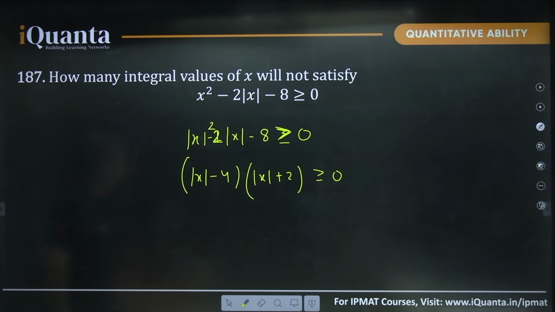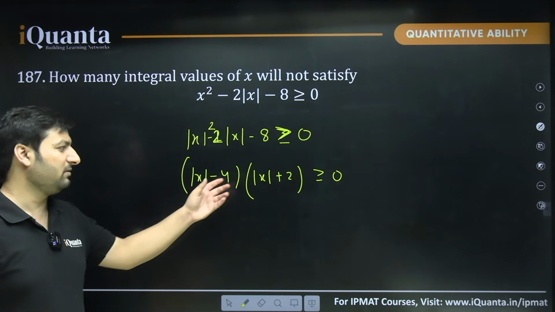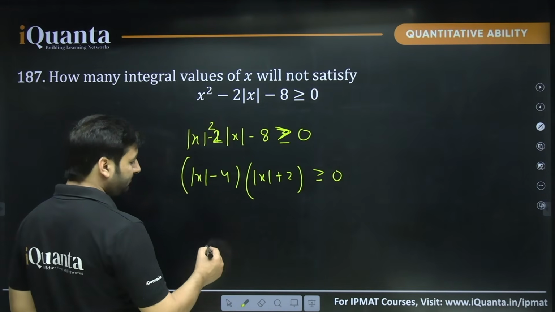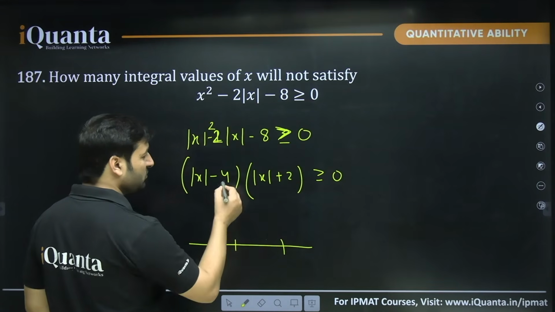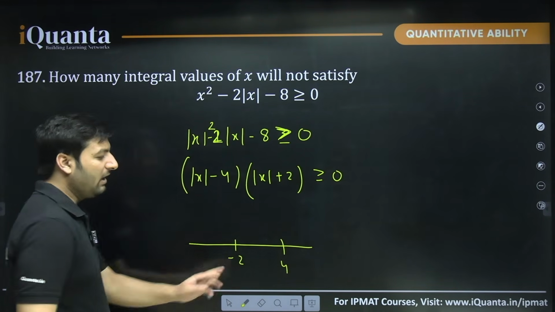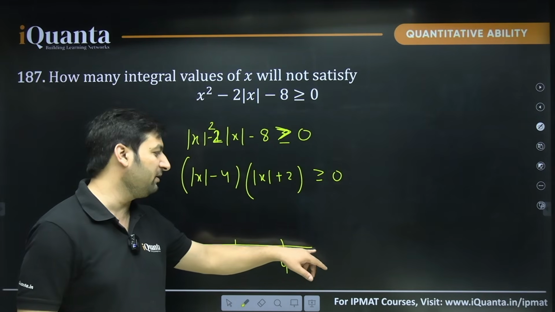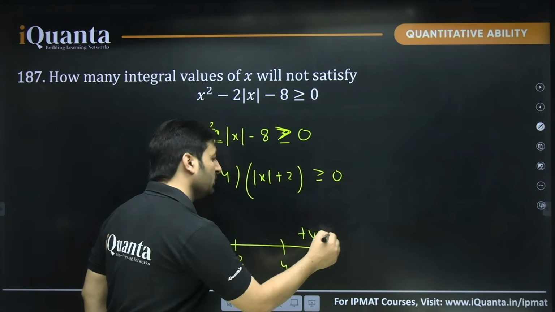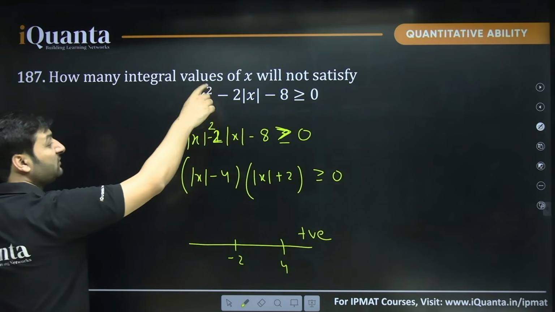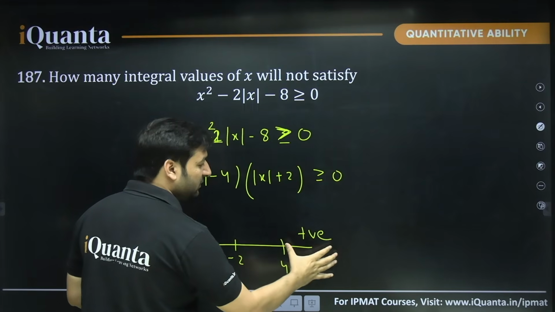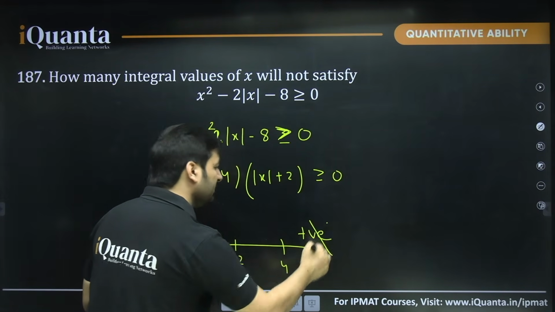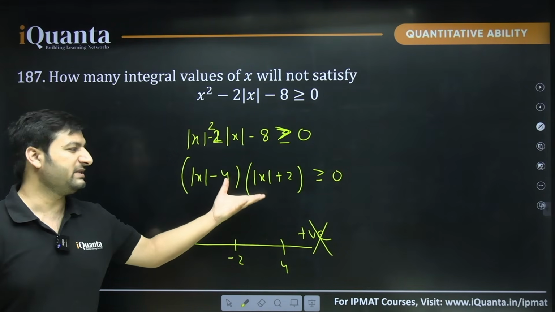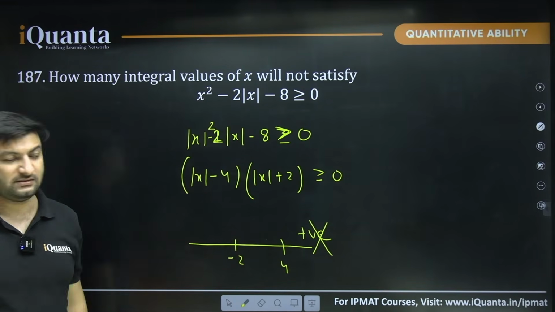So there are 2-3 cases possible out of this, since you can open mod x with negative, positive, whatever. But if I just take the critical points, those are 4 and minus 2, so minus 2 comma 4. Ahead of 4, if you put any value, say 5, mod 5 minus 4 will be positive, mod 5 plus 2 will be positive. So here this is going to be positive. We want those values which do not satisfy. This is the set of values which is satisfying the equation, so we will not take this, because for any value of x greater than 4 this is going to be satisfied. We want those values which do not satisfy this.